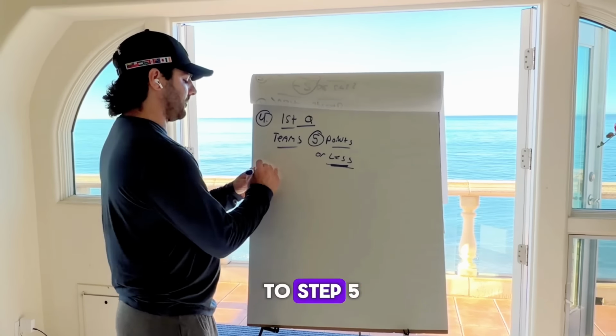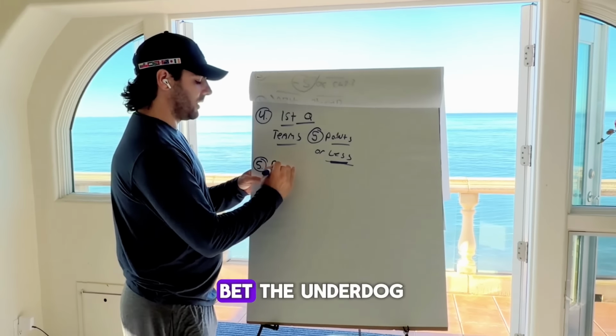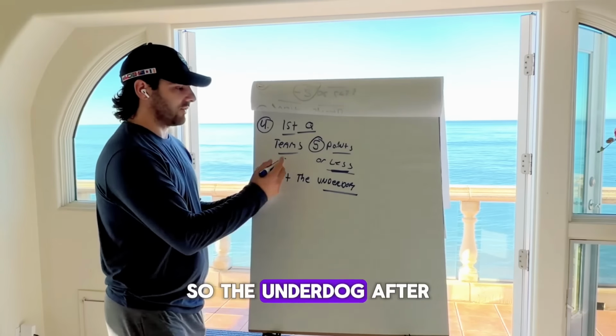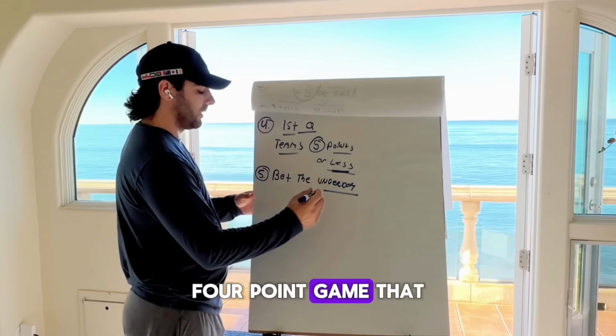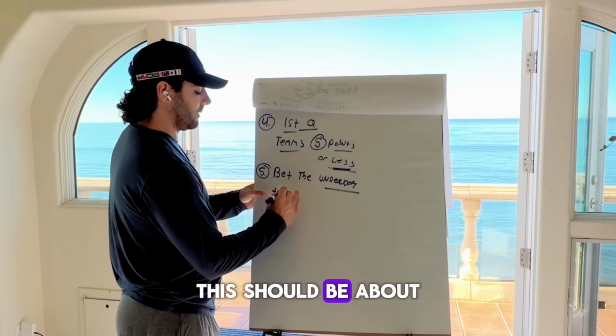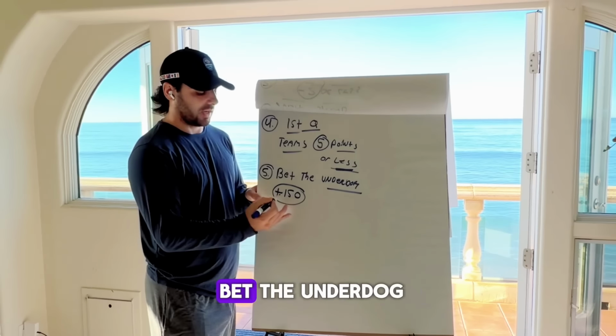Now let's move on to step 5. At the end of that first quarter, we're now going to bet the underdog. So the underdog after the first quarter, let's say it's a 3-point game, 4-point game, that line should look like this. It should be about plus 150. So what you're going to do is bet the underdog.